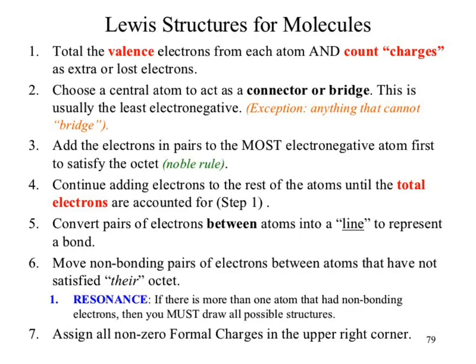We add electrons in pairs to the most electronegative atom first. That is the biggest differentiator, right there. You add them to the most electronegative. Not the outside, not the inside, the most electronegative, wherever it shows up. You'll continue adding electrons in pairs until the total electrons are accounted for. Anywhere you have pairs of electrons between atoms, you turn into a line. Rule 6 is where things go completely sideways.